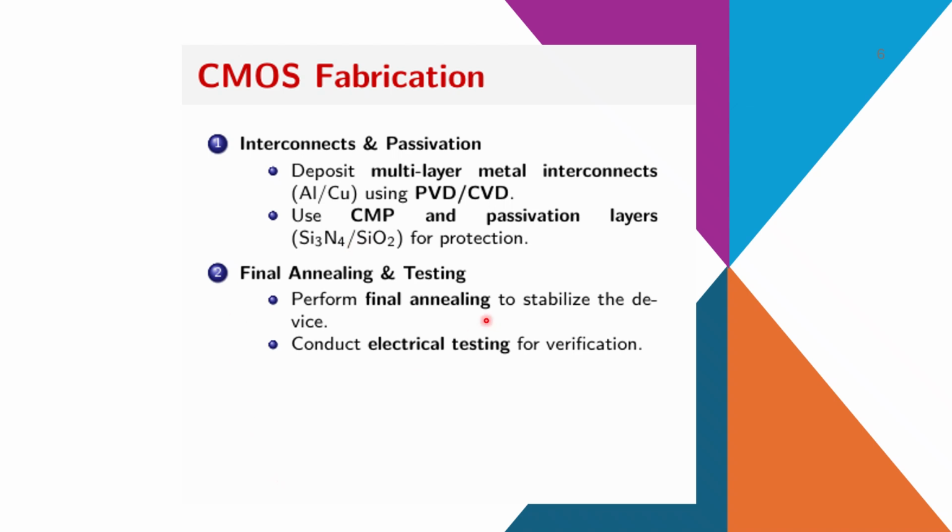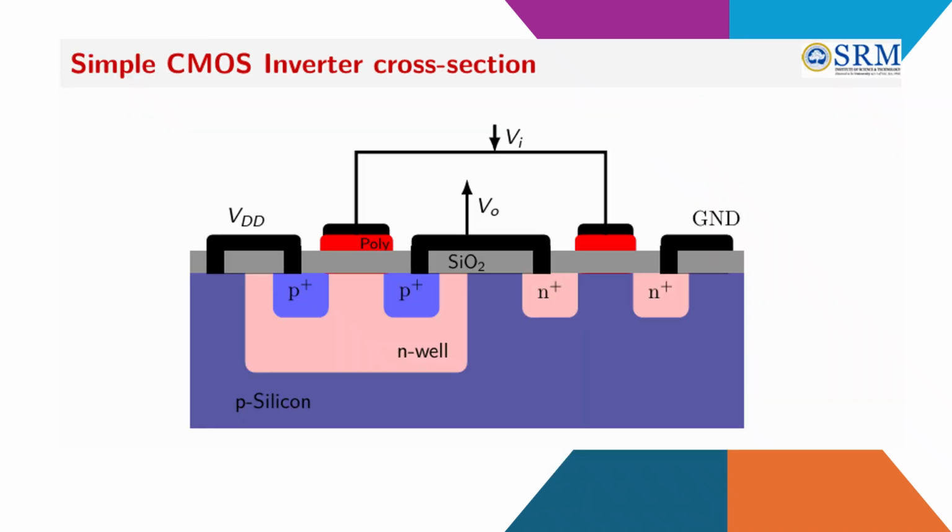So this is the protection. Finally is your annealing and testing. Annealing is performed just to check whether there are any crystal defects or not. If there are, then you can fix it by increasing the temperature. That's all about the annealing. And then the electrical testing, where you apply the voltage and check whether current is flowing or not. That is the testing. So this slide is the overall summary of your units 4 and 5.